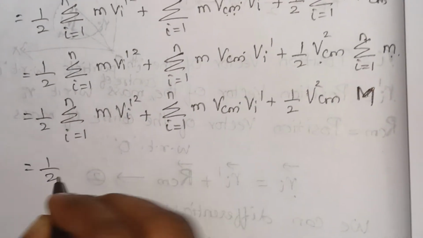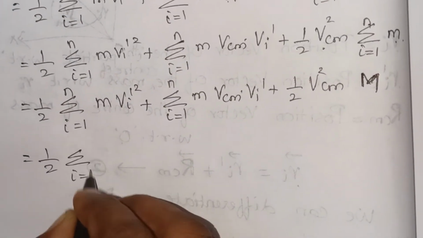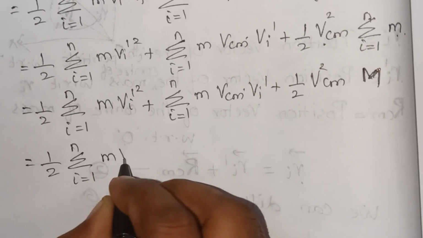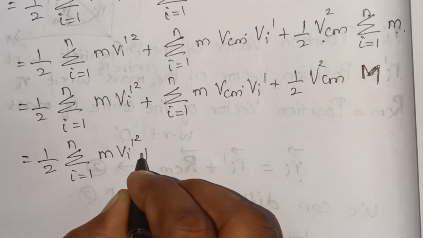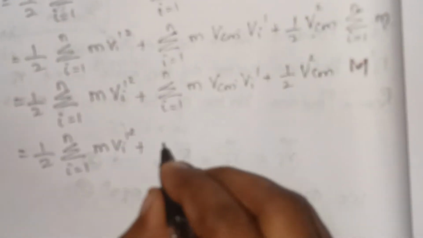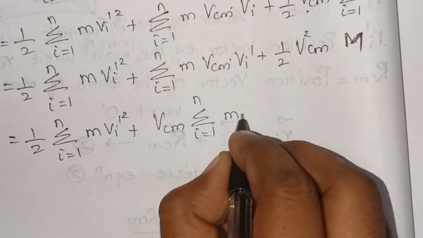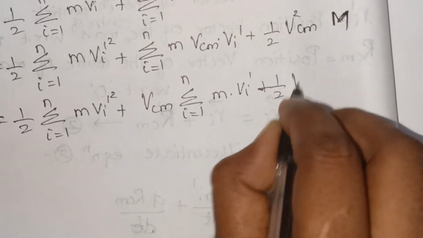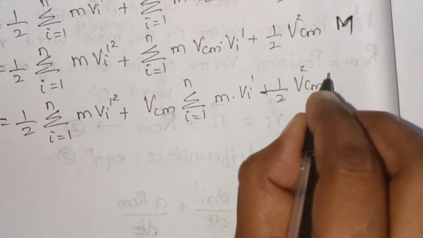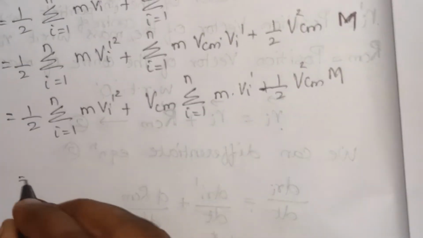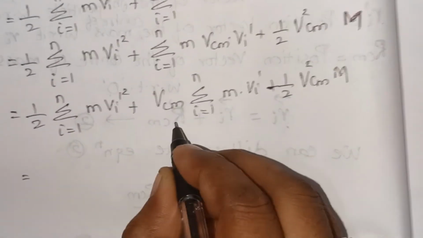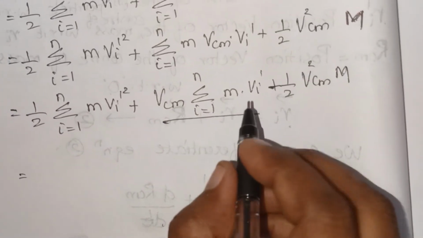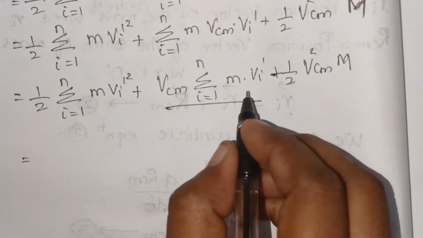Now, 1/2 summation i = 1 to n m vi' squared plus... now what can we do? We can take vcm outside: summation i = 1 to n m into vi' plus 1/2 M v squared cm. Now for this term only, what can we do? We can change the velocity to the position vector.